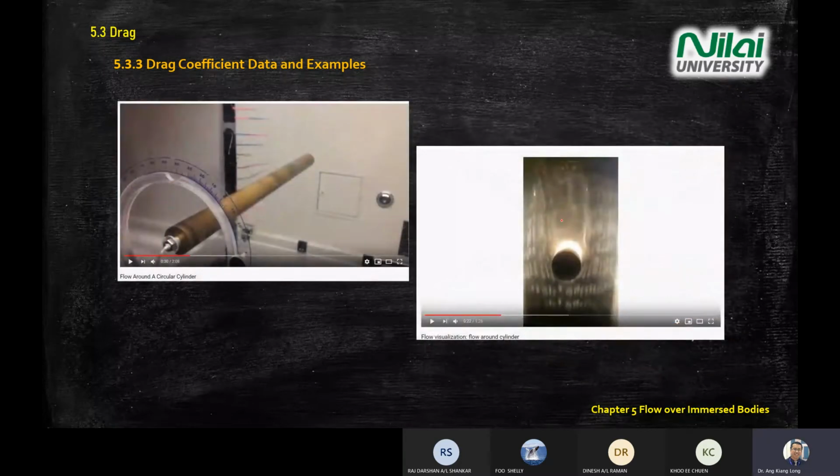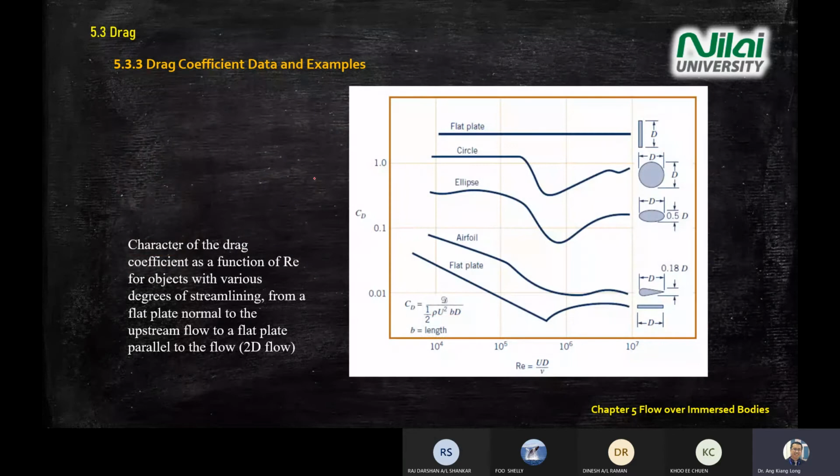So these are two videos that you can see if you're interested in seeing how people analyze the flow along the round body and cylinder. Later you can click inside these two links here to see the videos if you're interested.